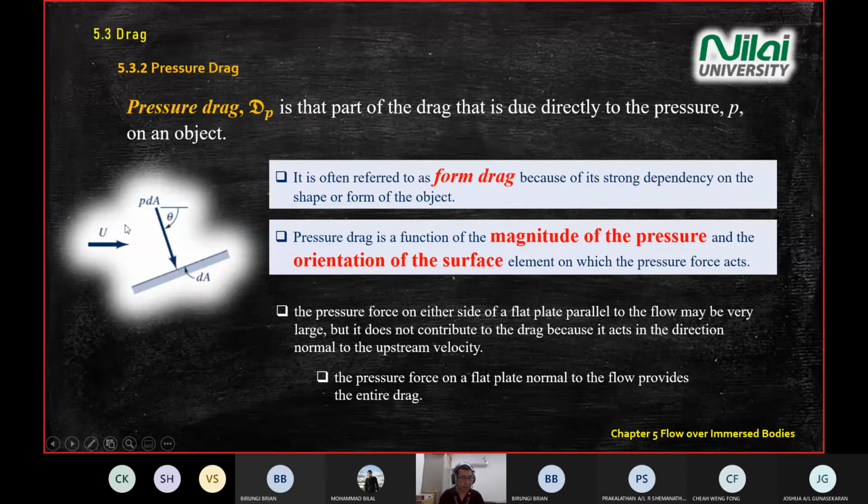The only thing you need to be careful about is that the pressure drag is a function of magnitude and orientation of the surface. Pressure drag is defined by the magnitude of pressure, P, and the orientation of the surface, which is theta. Theta means the reference axis to the area here. You have a theta. So theta tells you the orientation of the surface. Okay, so this is the answer for your handout question 24.